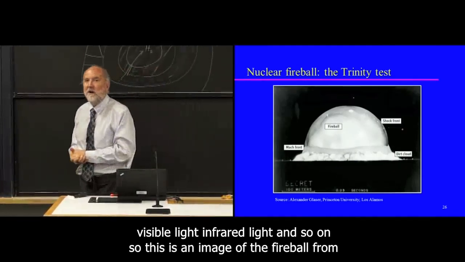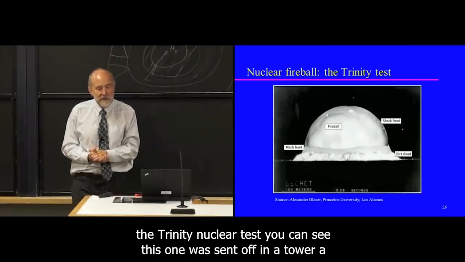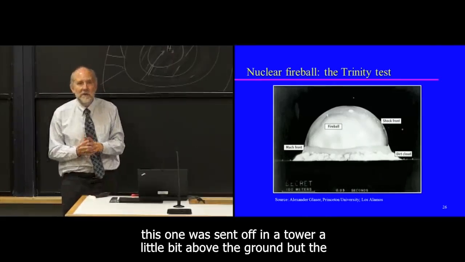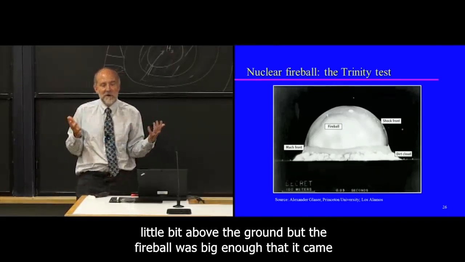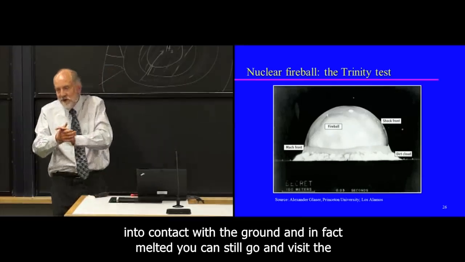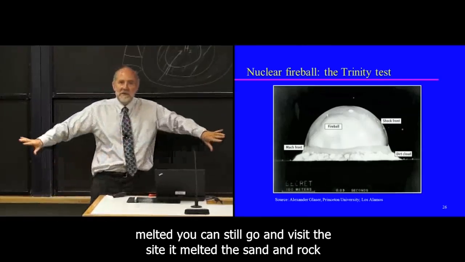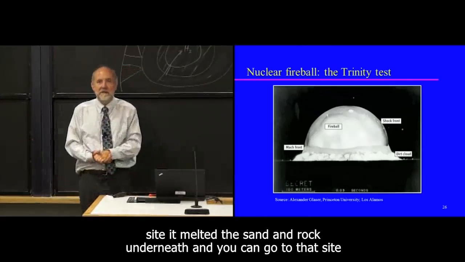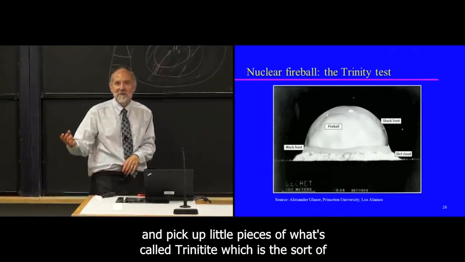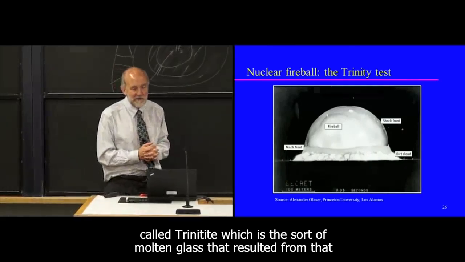So this is an image of the fireball from the Trinity nuclear test. You can see this one was set off in a tower a little bit above the ground, but the fireball was big enough that it came into contact with the ground, and in fact melted. You can still go and visit the site. It melted the sand and rock underneath, and you can go to that site and pick up little pieces of what's called trinitite, which is the sort of molten glass that resulted from that.